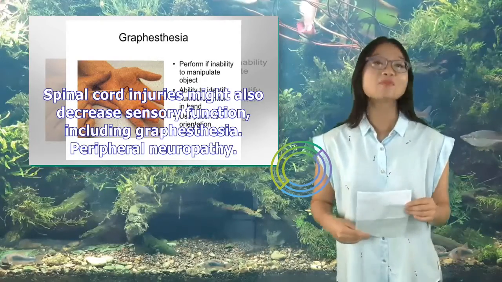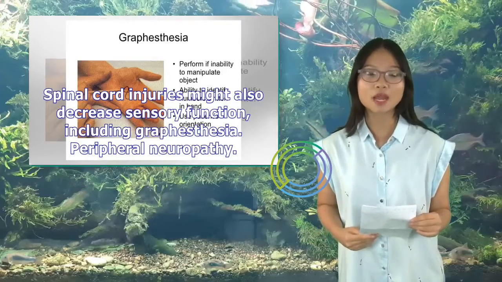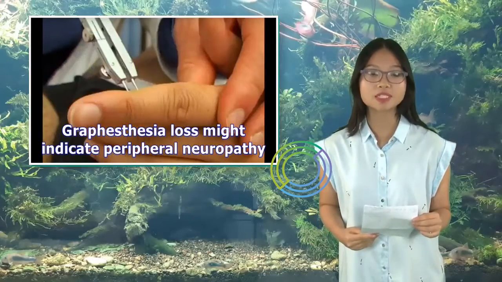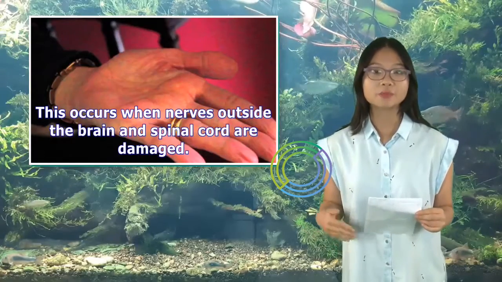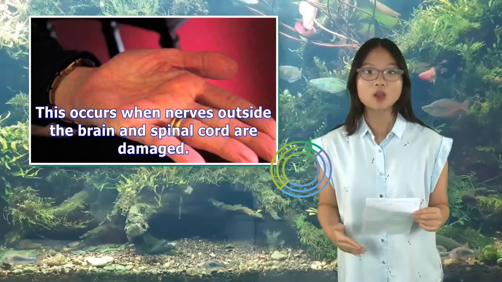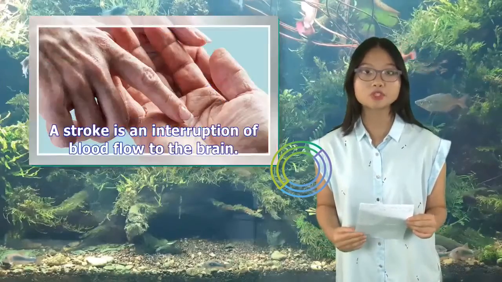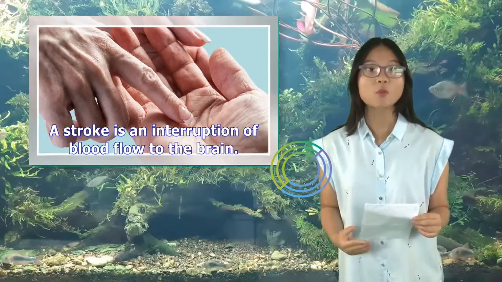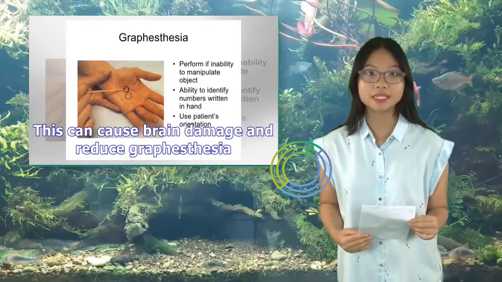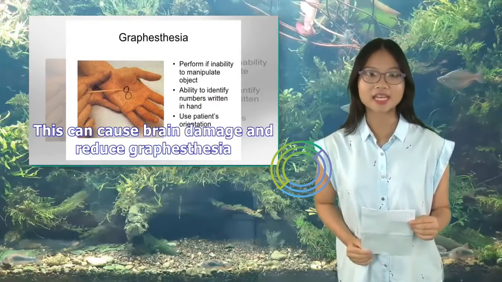Peripheral neuropathy. Graphesthesia loss might indicate peripheral neuropathy. This occurs when nerves outside the brain and spinal cord are damaged. Stroke. A stroke is an interruption of blood flow to the brain. This can cause brain damage and reduce graphesthesia.